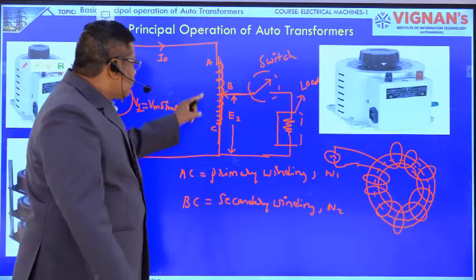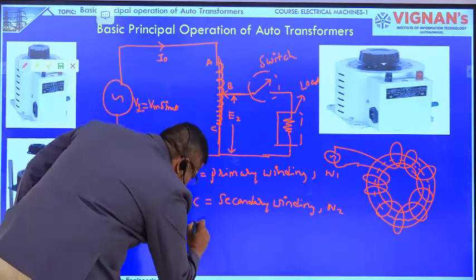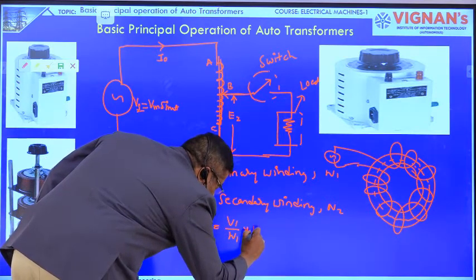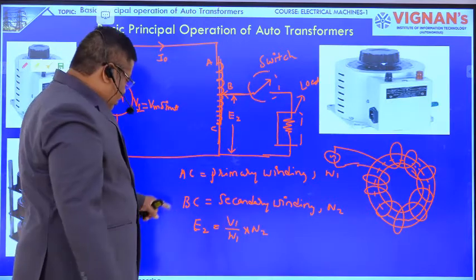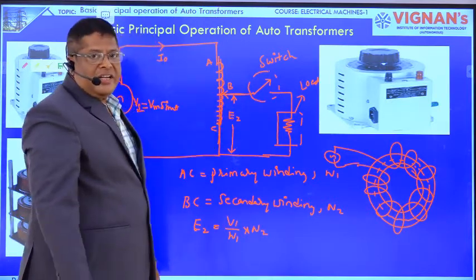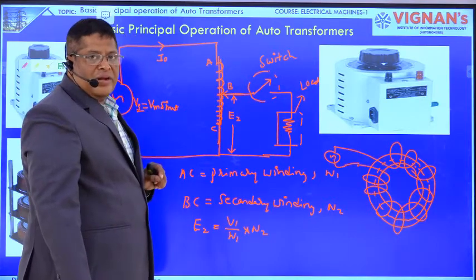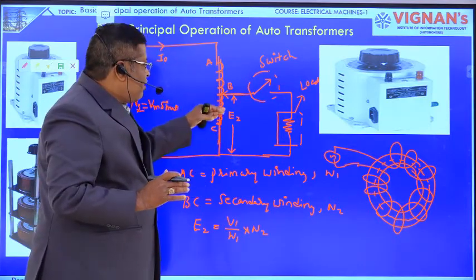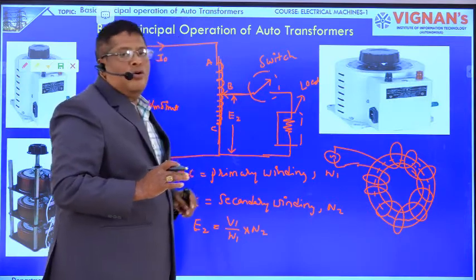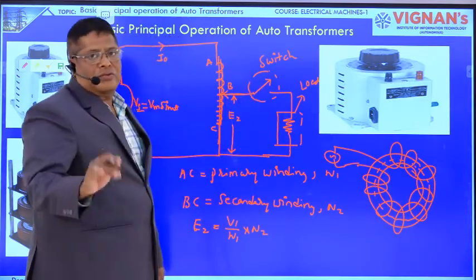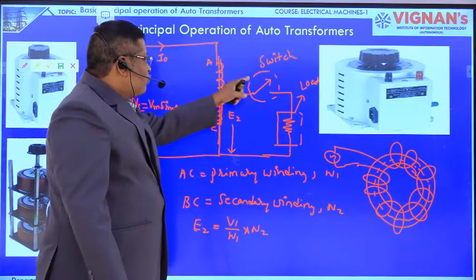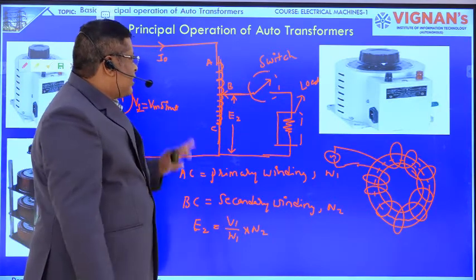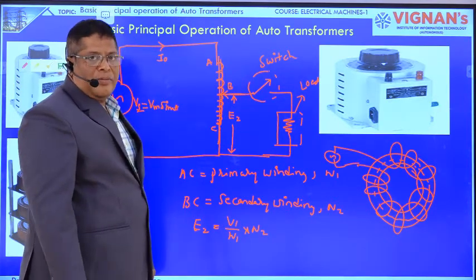See how much voltage is induced in BC: E2 equals V1 by N1 into N2. This much voltage will be induced in the secondary winding. It is like a two winding transformer. Whatever voltage is induced across BC is ready to give power to the load if you close the switch. Here the switch is open, so in this branch no current is flowing. This is nothing but the no load operation of an auto transformer.